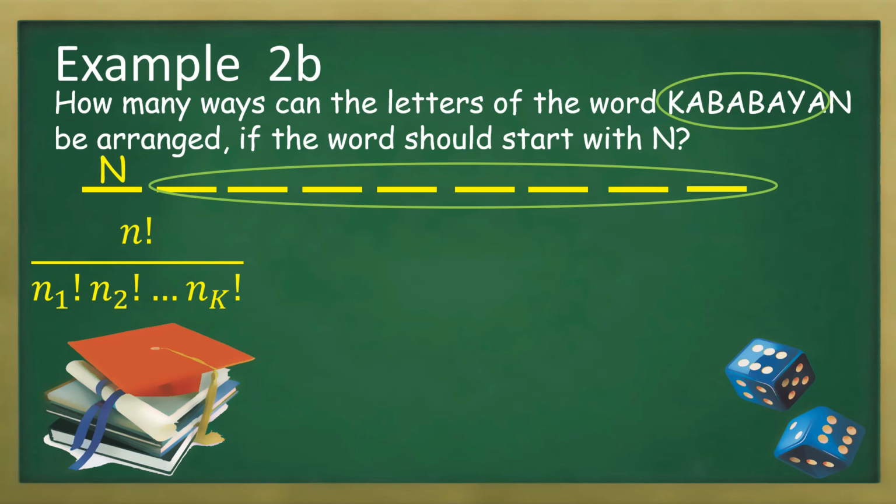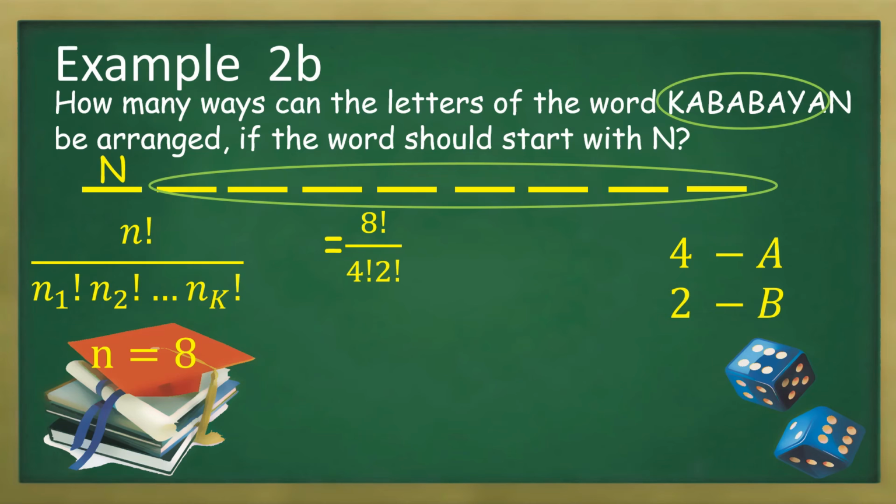Using the formula, we will have n factorial over n sub 1 factorial, n sub 2 factorial up to n sub k factorial. We have to identify our n. Since we're going to arrange only the remaining letters of kababaya, the 8 remaining letters, our n is equal to 8. After this, we're going to list down the identical letters in our set of letters. So we have 4 letter A and 2 letter B. Solving for this, we're going to replace n with 8. So we will have 8 factorial over n sub 1, which will become 4.